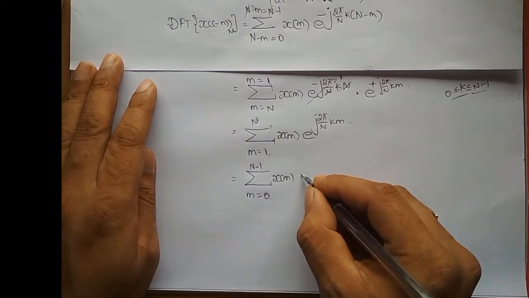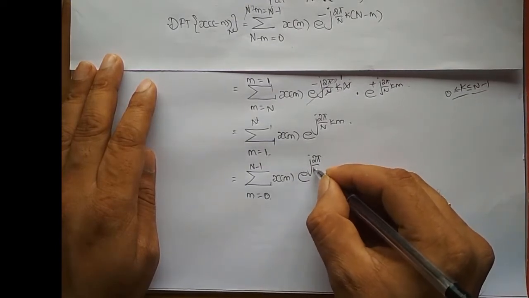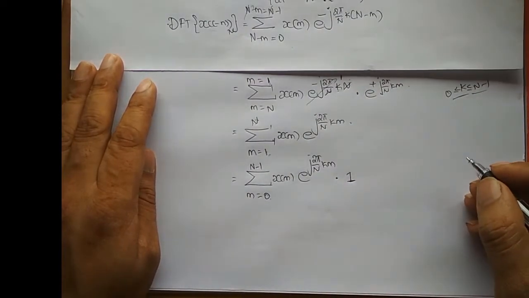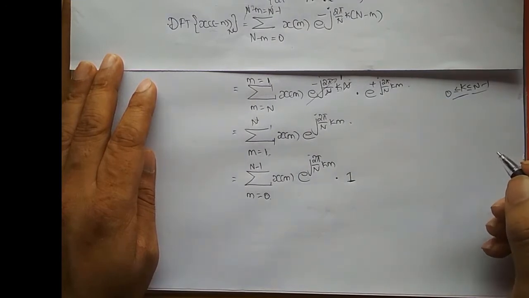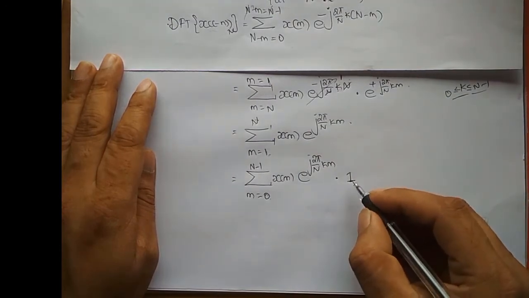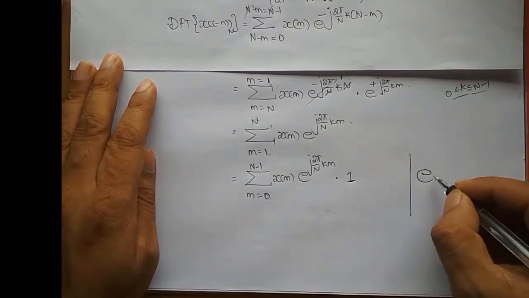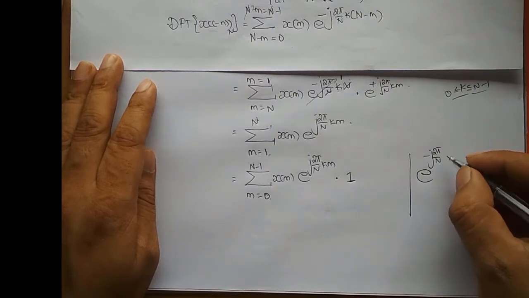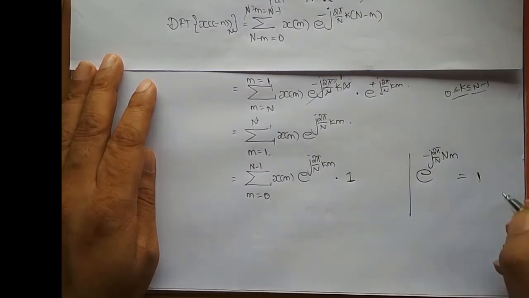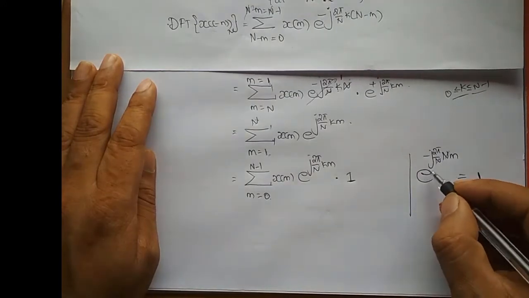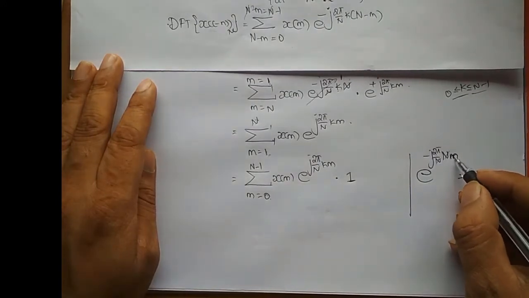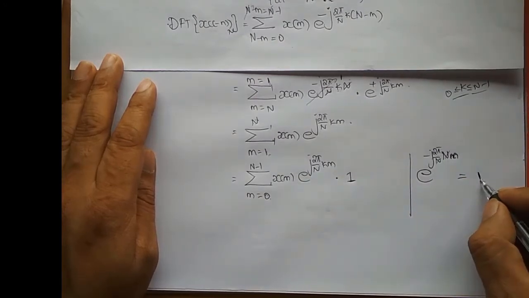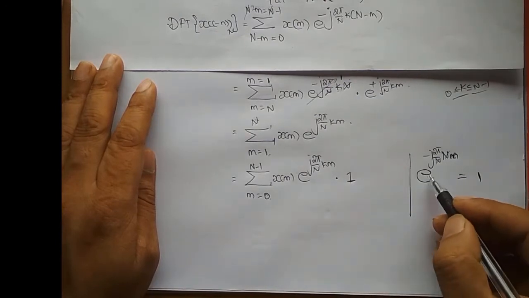So x of m into e power j 2 pi by n into k into m. So into, I'll put one more term, 1. Now instead of writing 1 here, I can write it as e power minus j 2 pi by n into m. This is equal to 1, right? Why? Because n cancels out, and again e power minus j 2 pi into m, where m is an integer, so an integer multiple of 2 pi in e power minus j will always be 1. So instead of writing 1, I'll write this term.